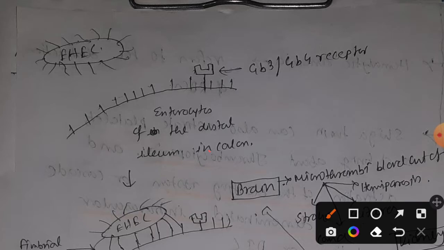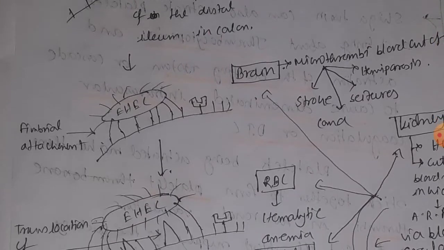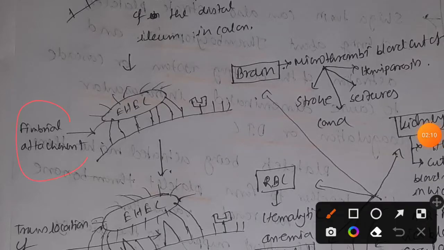Enterohemorrhagic E. coli targets the enterocyte of the distal ileum in the colon. Okay, so what is its host cell? Its host cell is the enterocyte of the distal ileum in the colon. That is the first thing. Okay, and the first step in the pathogenesis of EHEC is fimbrial attachment. With the help of fimbriae present on the surface of EHEC, they attach to the enterocyte.